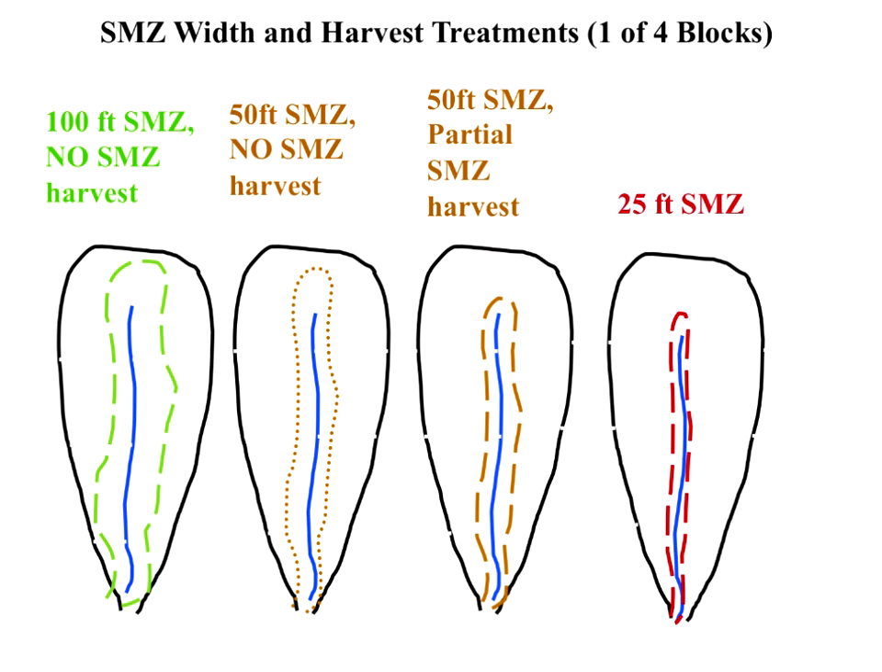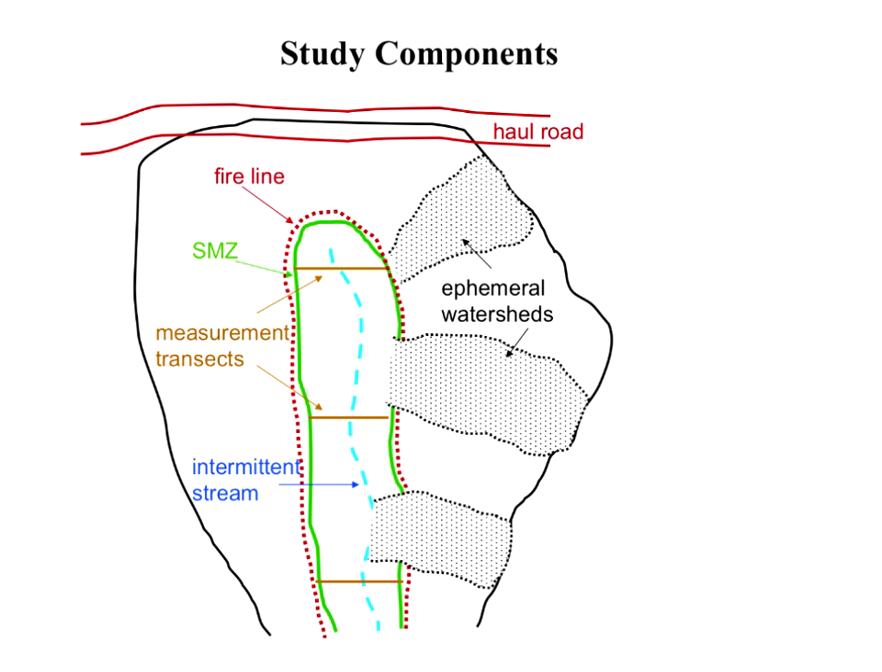And this, again, is just the layout that he had there, where he had 100 foot, 50 foot, 50 foot with thin and 25 foot wide SMZ. And these were some of the ephemeral watersheds that he was dealing with, where he put silt fence above the fire line, below the fire line, and at the SMZ.